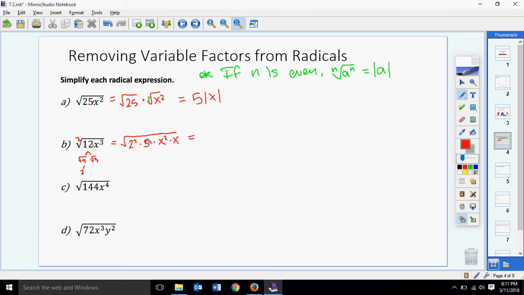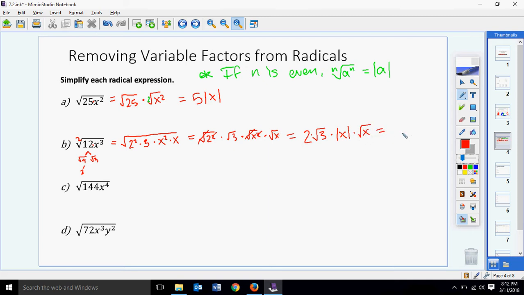So now that I've written it as squares, let's simplify this. So the square root of 2 squared times the square root of 3 times the square root of x squared times the square root of x, because this is a product rule. So my square and square root cancel. Square root of 3 does not cancel. Square and square root cancel here, so that's the absolute value of x. And it does not cancel with the square root of x.